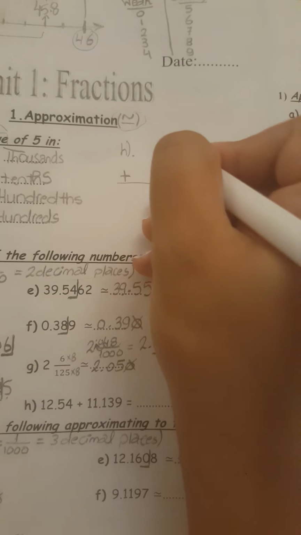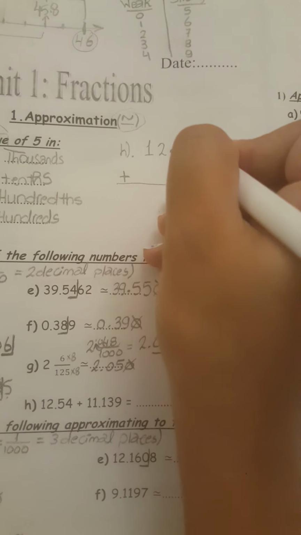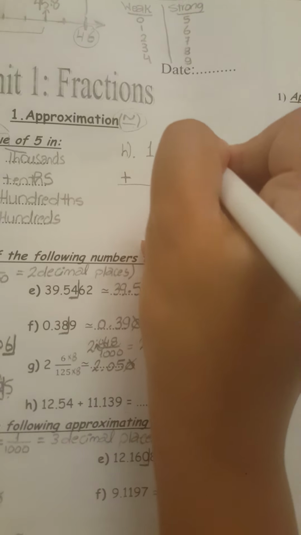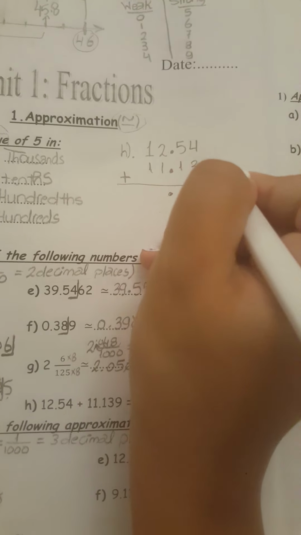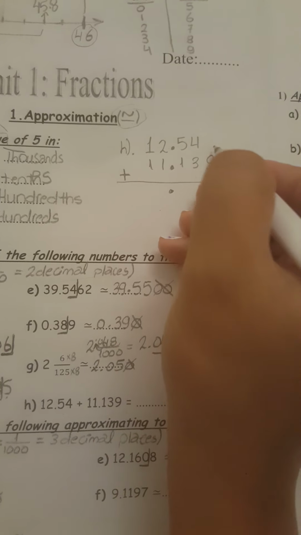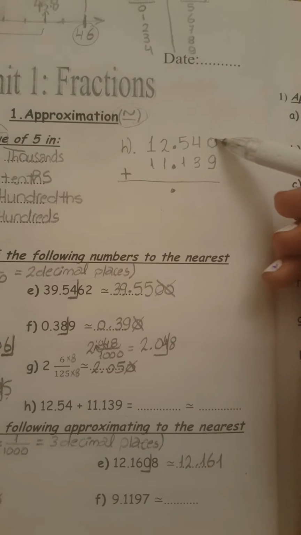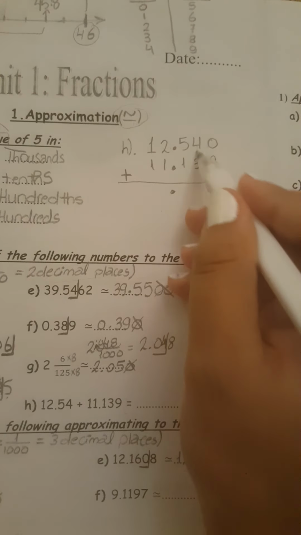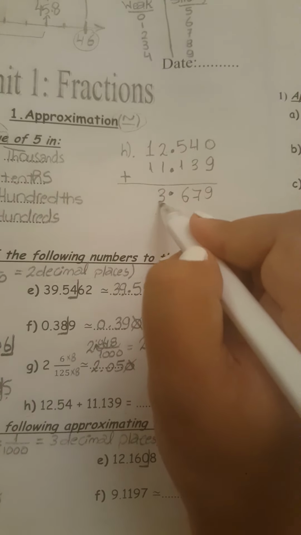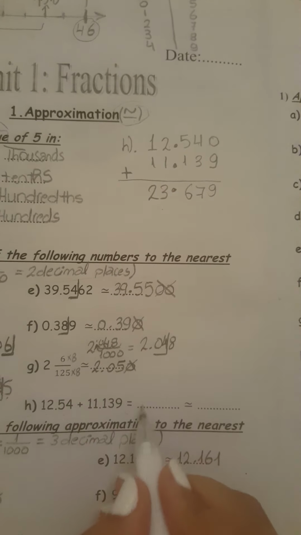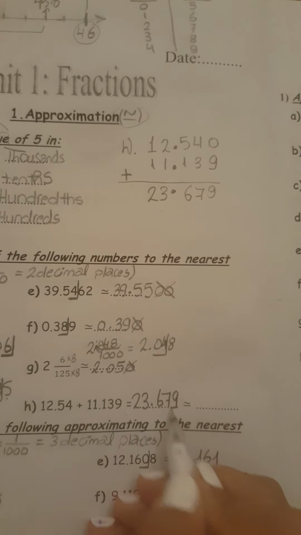First I have 12, start writing like this, from the point, away from the point, 12.54, and here I have 11.139. I have to make balance, don't leave any place empty. Let's start the addition. 0 plus 9, 9, 4 and 3, 7, 5 and 1, 6, 2 and 1, 3, 1 and 1, 2. So the answer is 23.679.